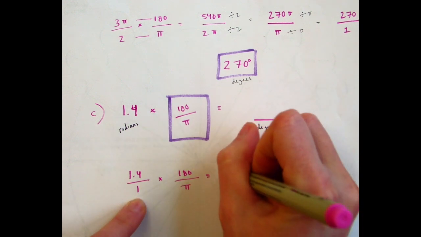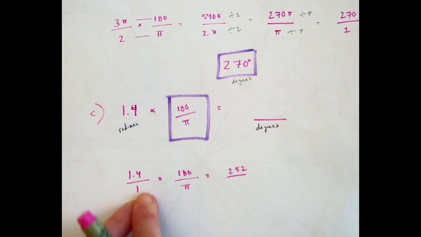So that was a weird one. We start off with 1.4 radians, we're going to get to 81 degrees. And that's my final answer.